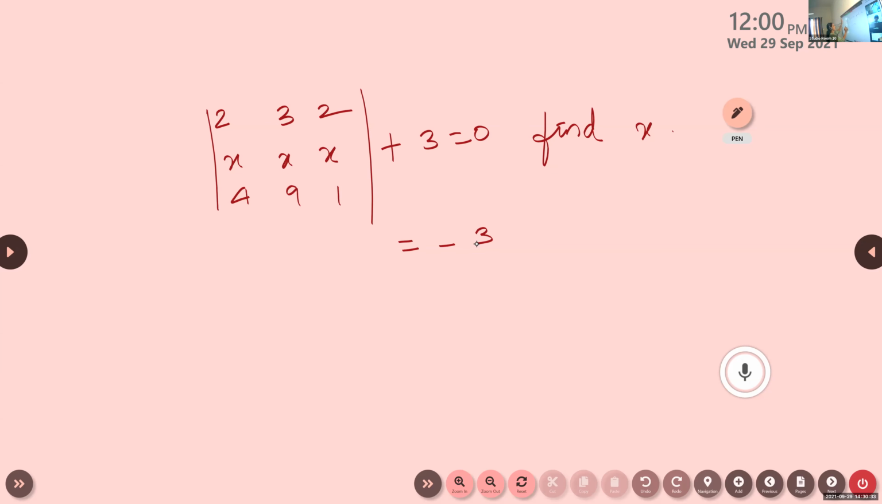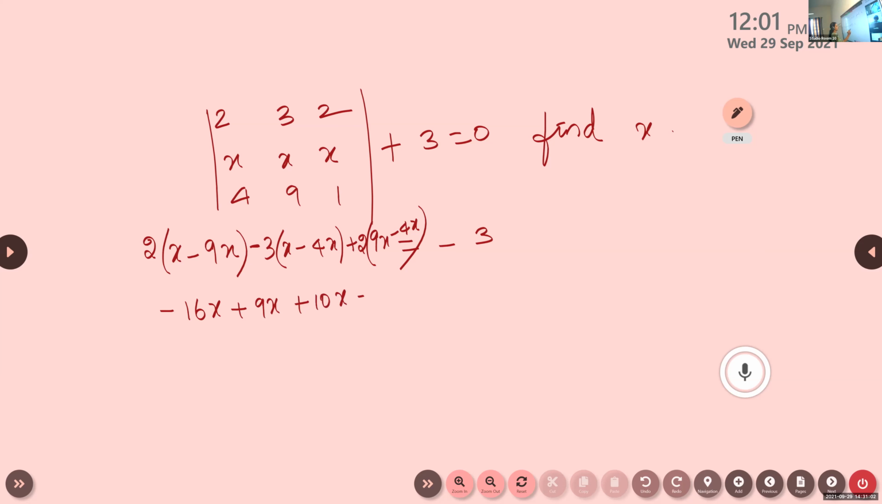When you expand the determinant, 2 into x minus 9x, minus 3 into x minus 4x, plus 2 into 9x minus 4x. So we get minus 16x plus 9x plus 10x equal to minus 3. From here, find out what is the value of x.